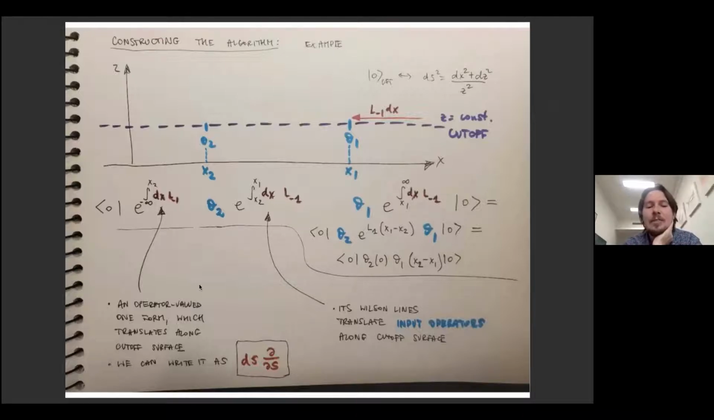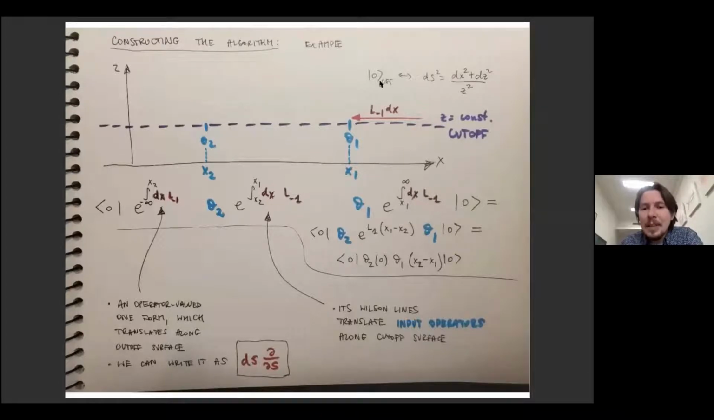So our philosophy will be, at least it works for the vacuum, to compute correlation functions by imagining that I have a cutoff in the bulk. I'm going to find an operator that translates me just along the cutoff, and then I will be sliding along the cutoff and collecting input operators, sliding along the cutoff and collecting further input operators, and at the end of the day, I'll just form a trace. And this gives me all the correlation functions that I would want.